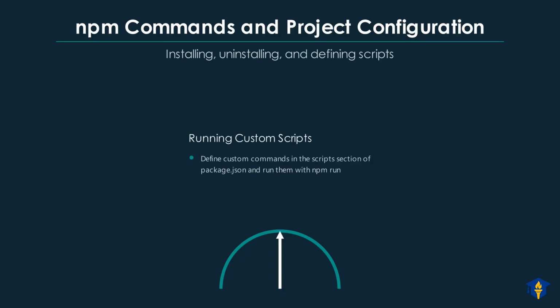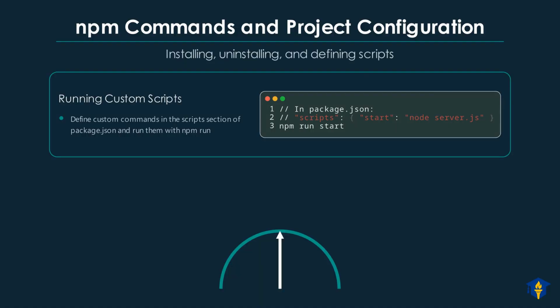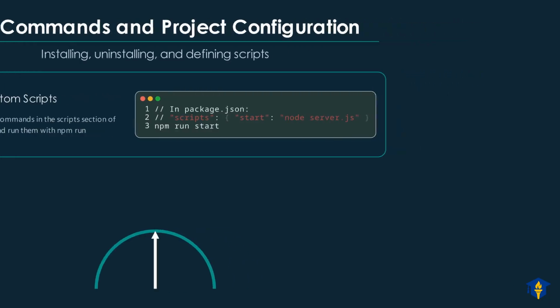npm also allows you to run custom scripts defined within the scripts section of your package.json file. You can define custom commands in your package.json scripts section and execute them using npm run start. For example, you can define a start script in package.json to run your server with npm run start.